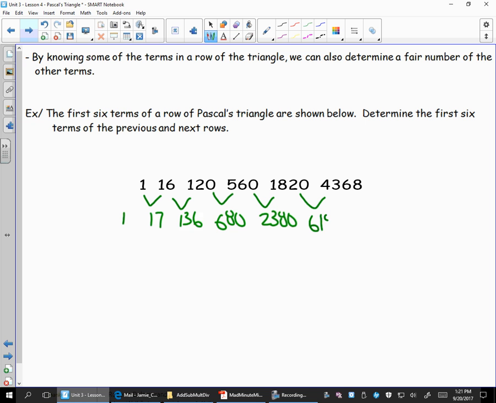And add those together, and you may calculate for that one, 6,188. But I can also work backwards. Again, I know it starts with a 1. And 1 plus what made 16? Well, that's got to be a 15.